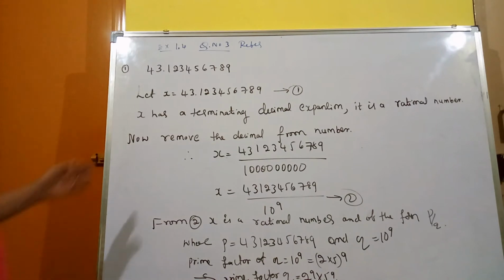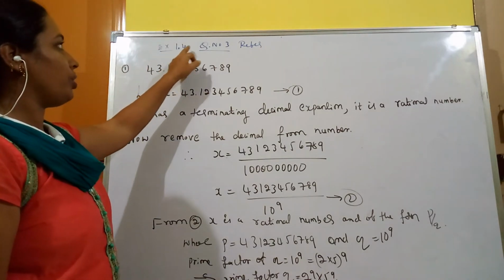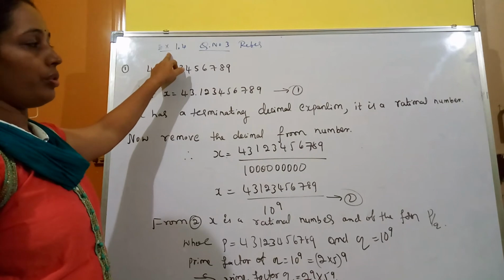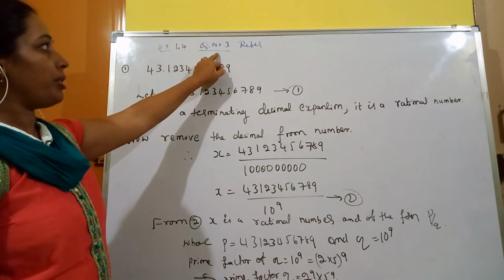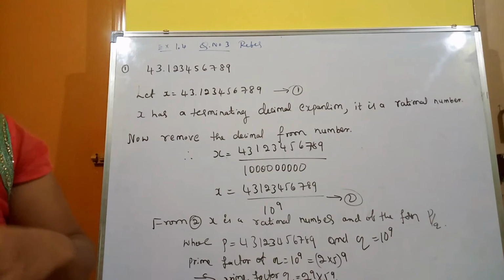Okay students, this is a question from exercise 1.4, the last exercise of your chapter Real Numbers. Question number 3, you have to refer to the questions in your textbook. I'll tell the question also, but you have to refer once again. They are asking: the following real numbers have decimal expansions as given below. In each case, decide whether they are rational or not. If they are rational, we have to express them in the p by q form.